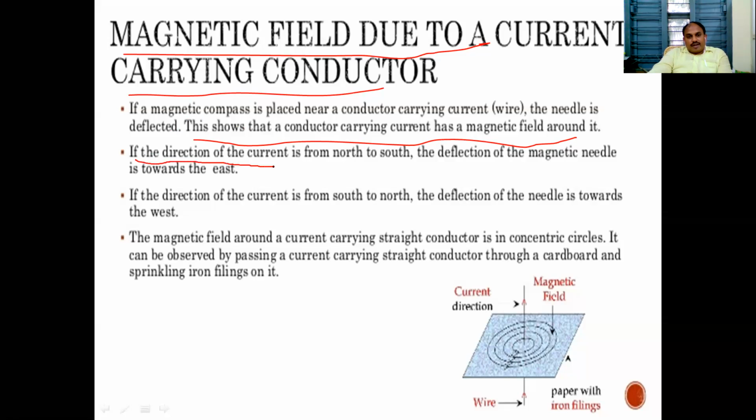When the direction of the current is from north to south, the deflection of the magnetic field is towards the east. This is the current carrying conductor, carrying current in this direction, and these are the magnetic lines of force in this direction.